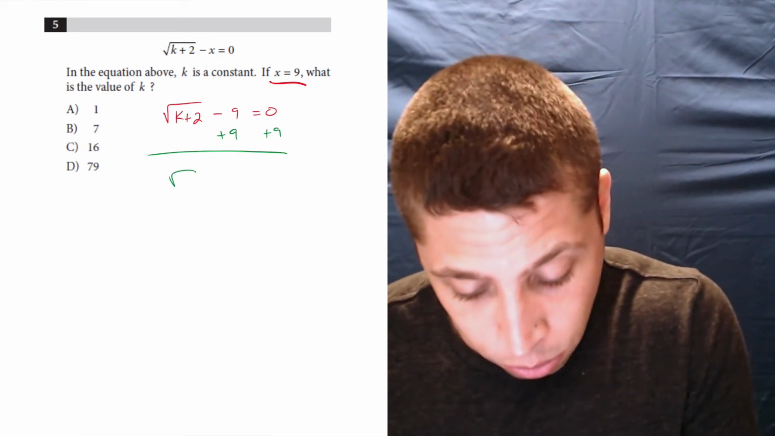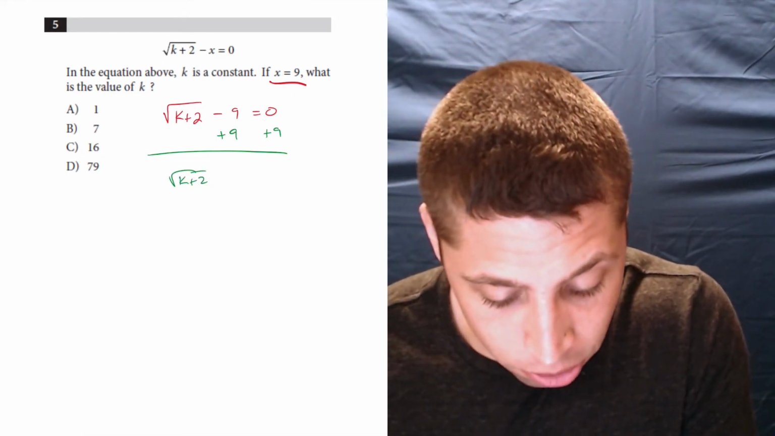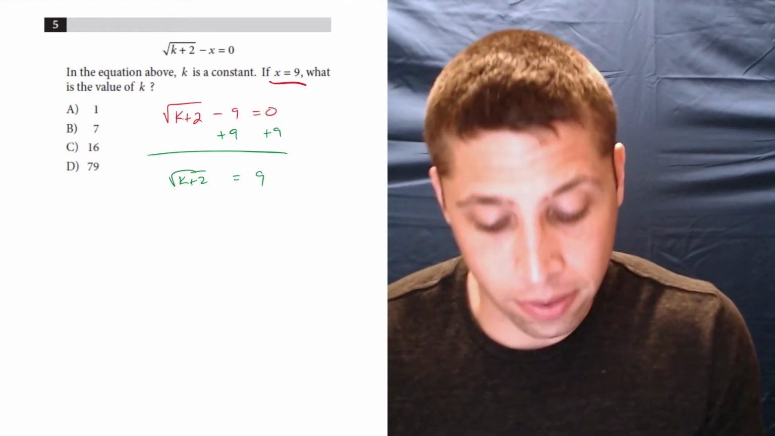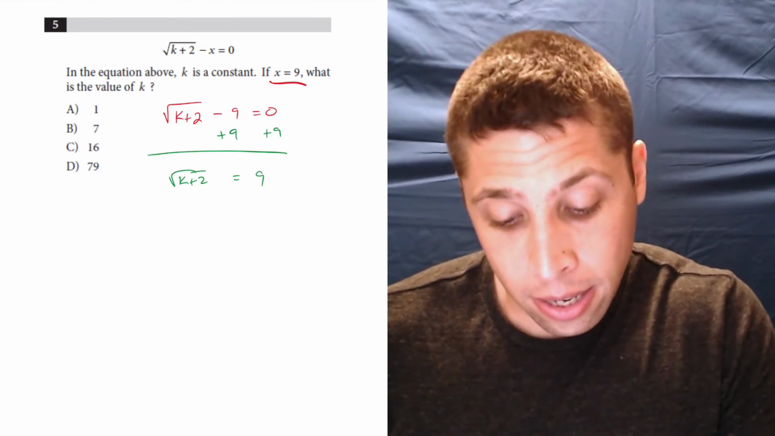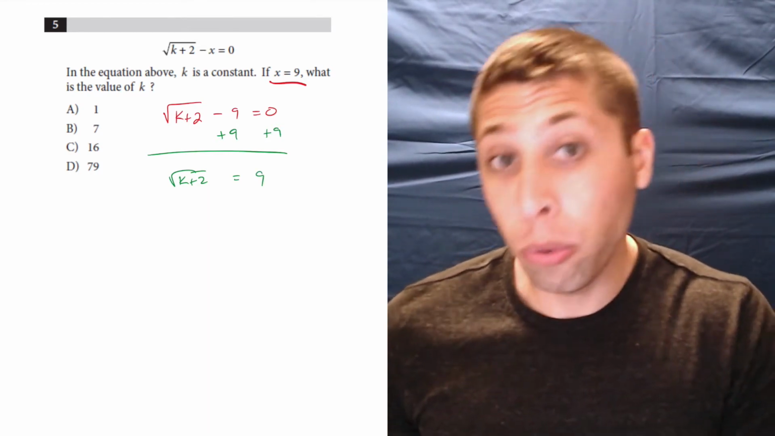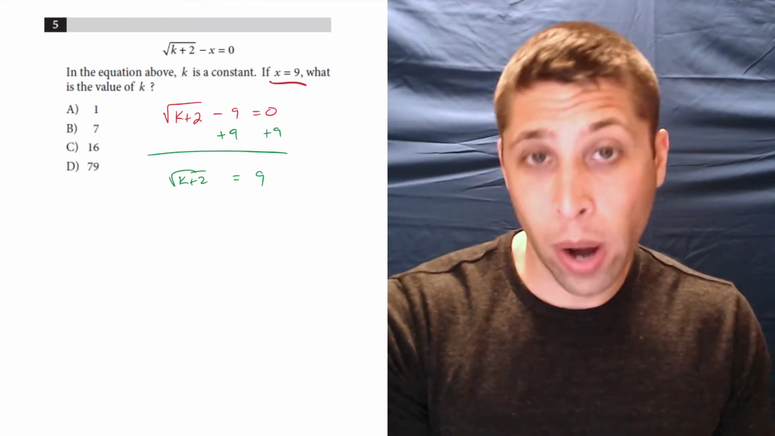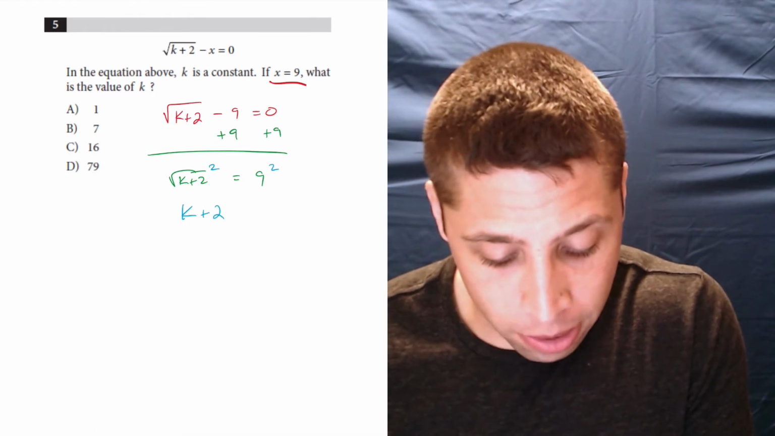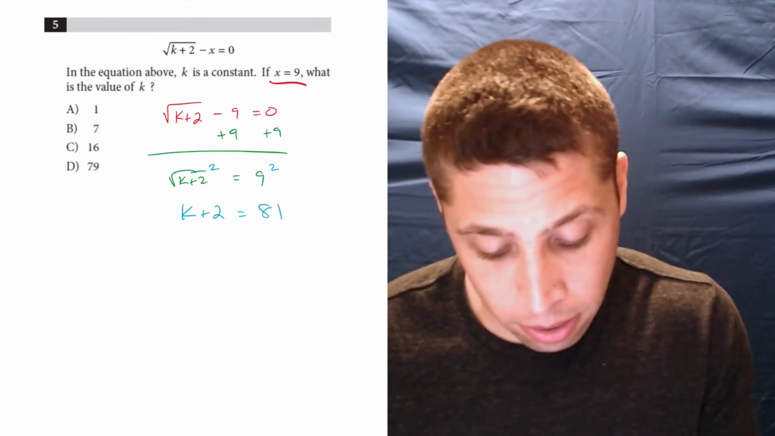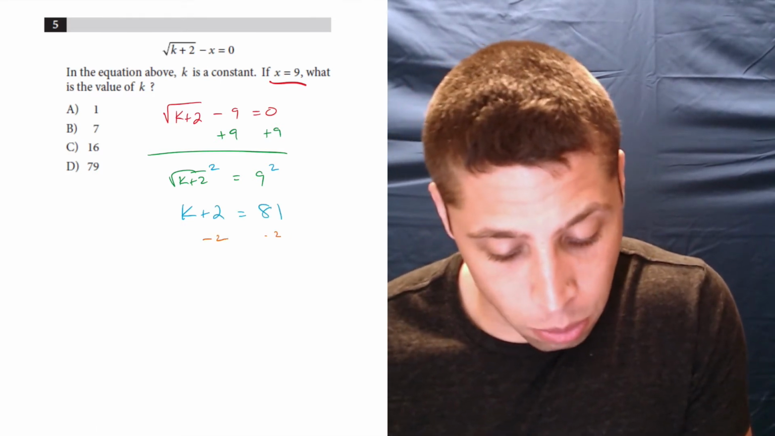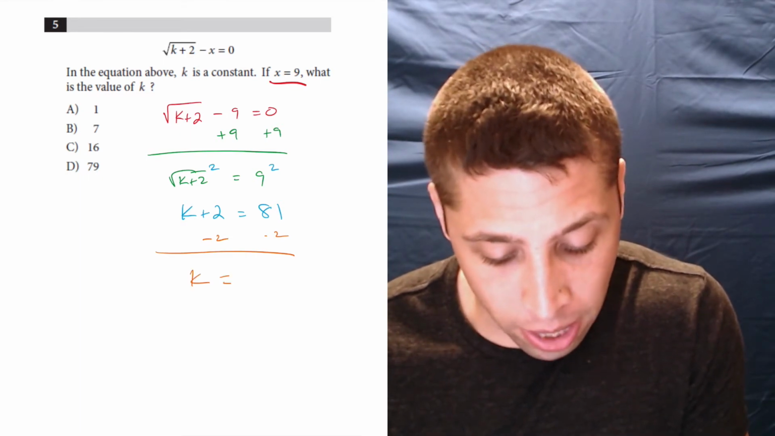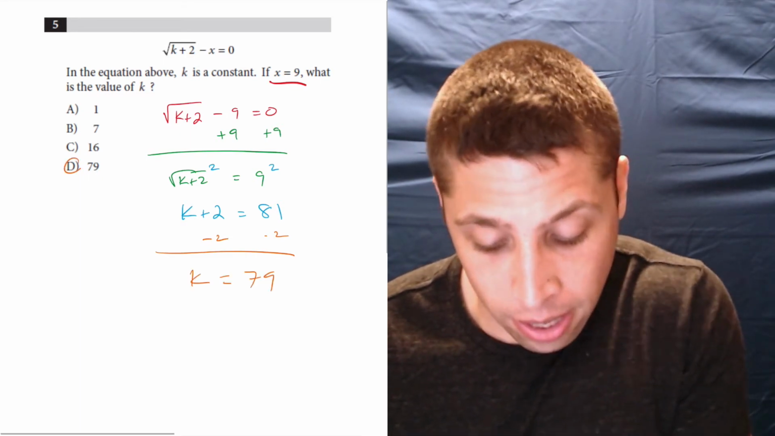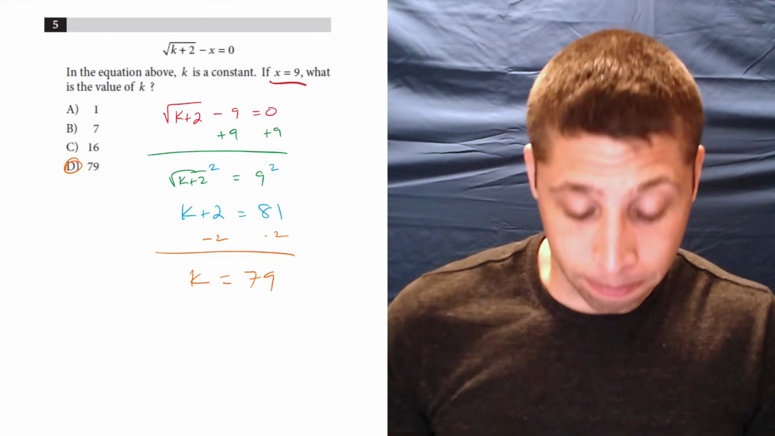Okay, so the radical k plus 2 is equal to positive 9. And then, in order to get rid of a square root, we need to square it. So square both sides, and we end up with k plus 2 is equal to 81. Let's subtract out that 2, and we're left with k is equal to 79. And that's the answer. Done.